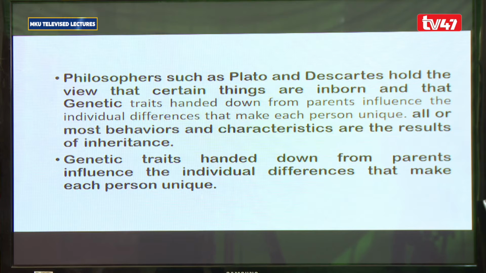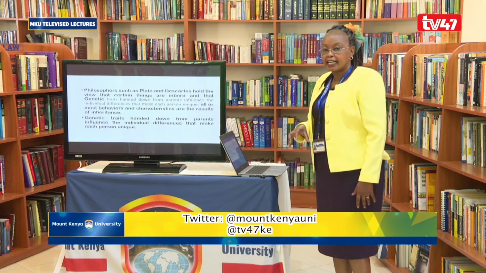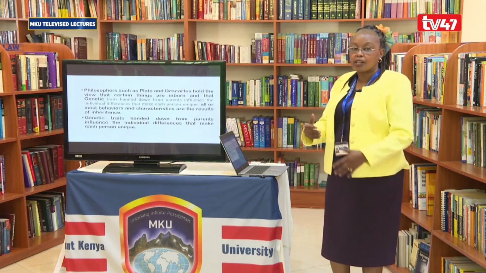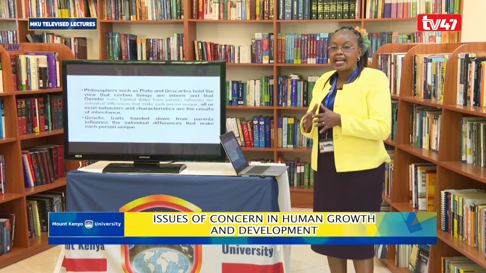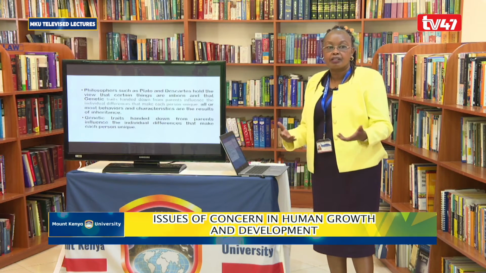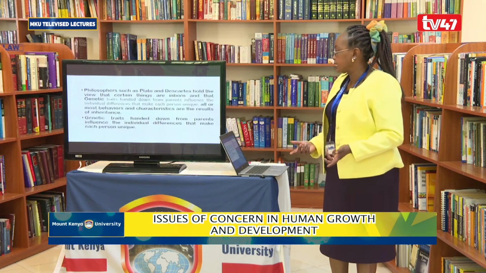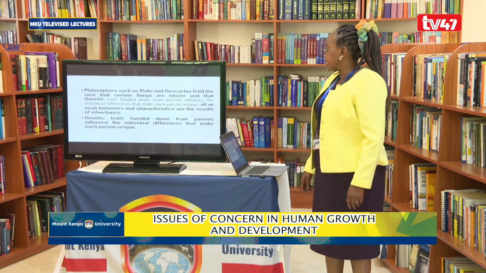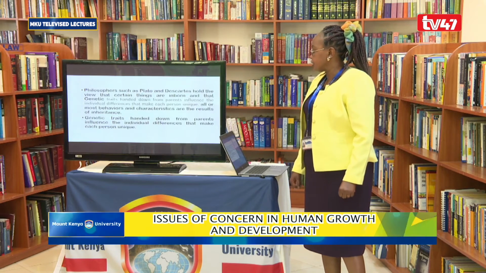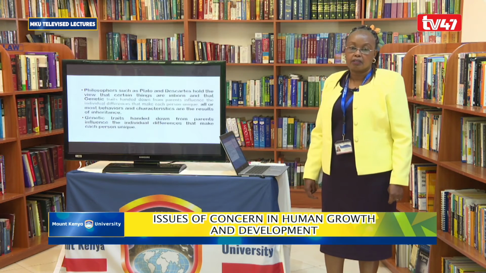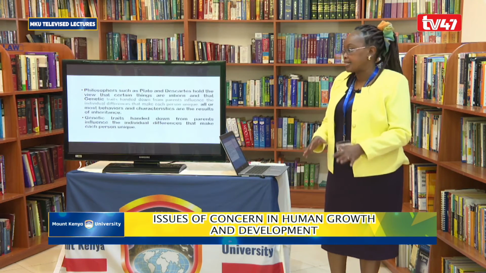They hold the view that certain things are inborn and that genetic traits are handed down from parents that influence the individual differences that we observe in each person. So Plato and Descartes are the people who support the fact that nature, or our inborn characteristics, are responsible for how we grow and develop, and for the different characteristics that we show or communicate when we are in the environment. Genetic traits are handed down from the parents, and this influences the individual differences that make each person different. So that's the nature part.